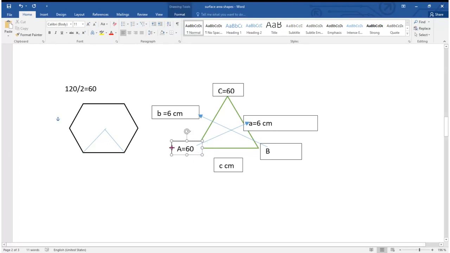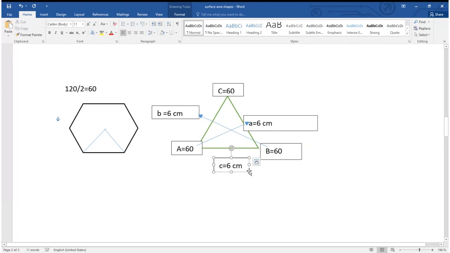The angle at B is also 60 degrees. So all the angles are equal. So it is not even just an isosceles triangle, it means it's an equilateral triangle. Equilateral triangle means all the sides are equal: 6 centimeters, 6 centimeters, 6 centimeters. So all the angles are equal and all the sides are equal.